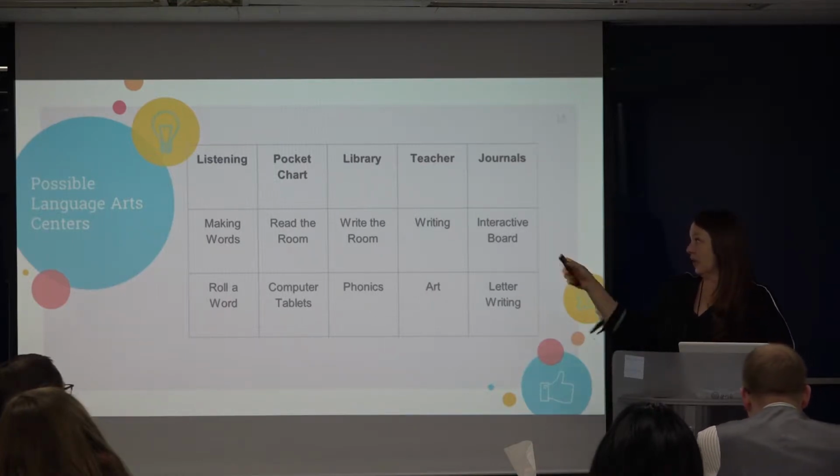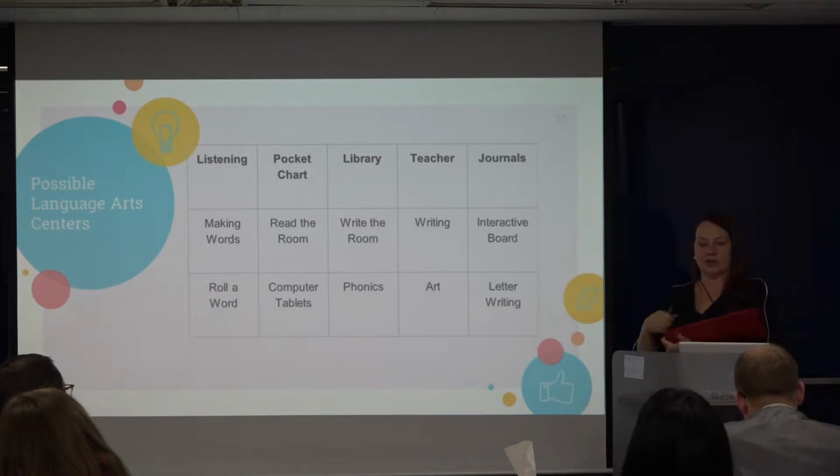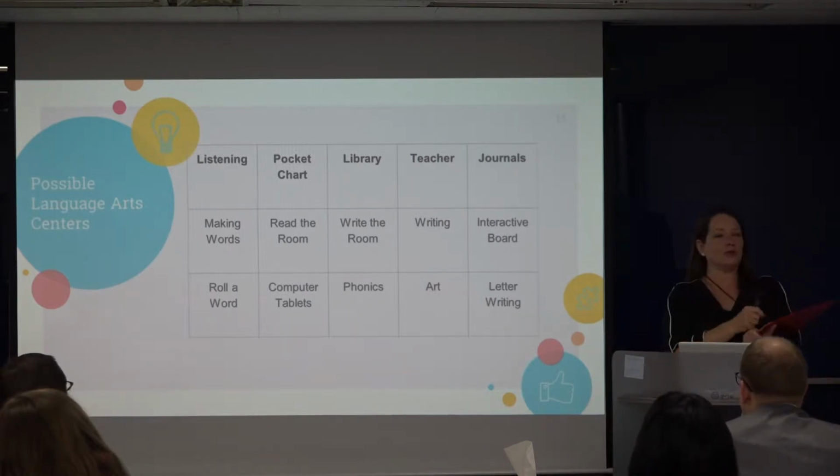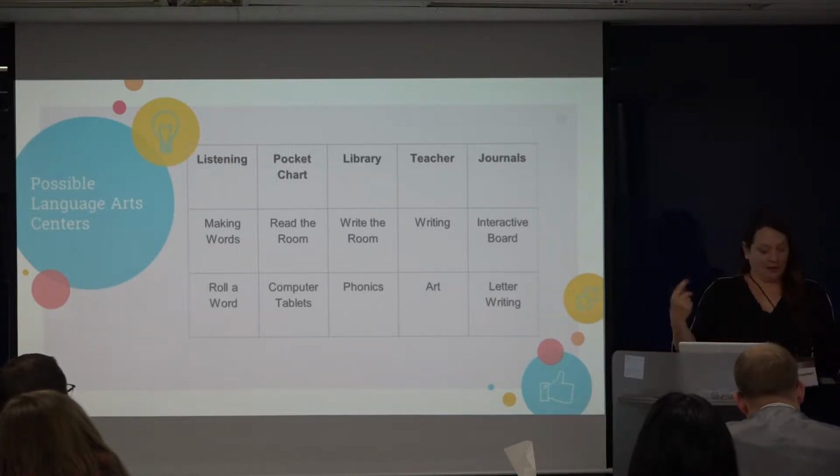And they love it. And we also write the room. So they get their little clipboard and their paper. And they go write all the poems. They write the word wall. And they're engaged. And they're doing something that's really good practice for them with their friends. And I'm teaching.